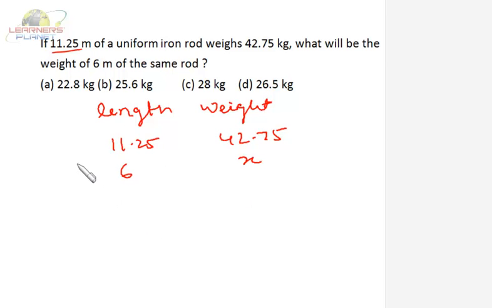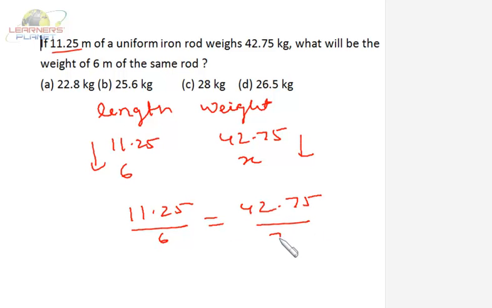Okay. So since they are in direct proportion, 11.25 over 6 is equal to 42.75 over x. Okay. Just solve and get the value of x. It will be 22.8 kilogram. I hope you are clear.